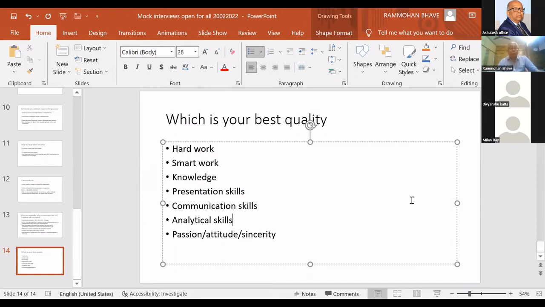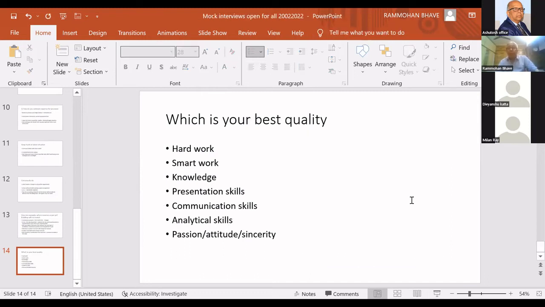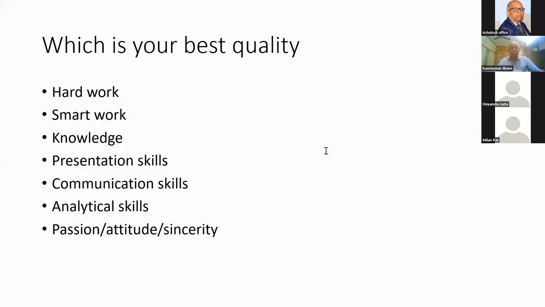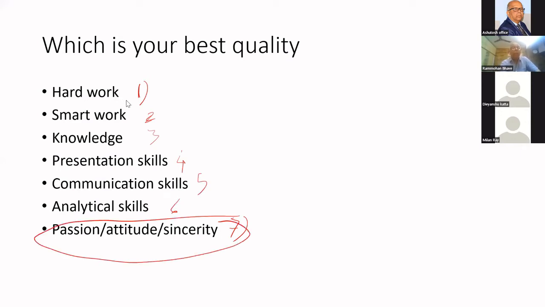All right. So when I passed my CA in 1980, that time, this was the number one quality. And this was number 7 last. Now it is the other way around. First choice is attitude, passion. Second need is analytical skills. Third is communication skills. Then presentation skills. Then knowledge. Then smart work.